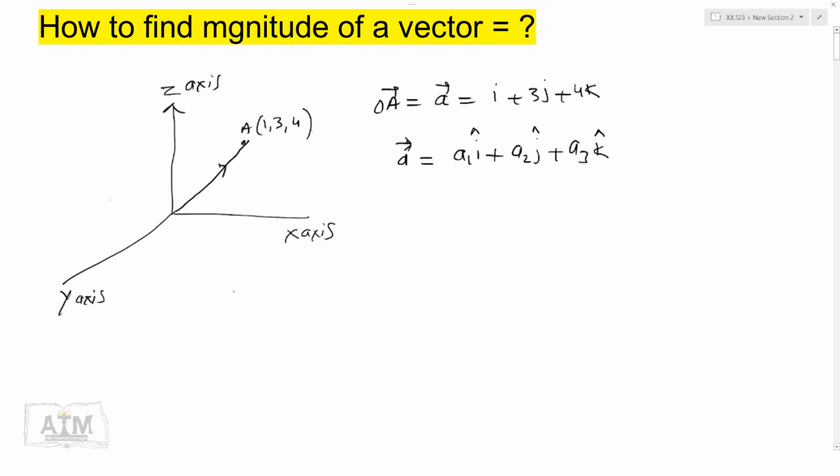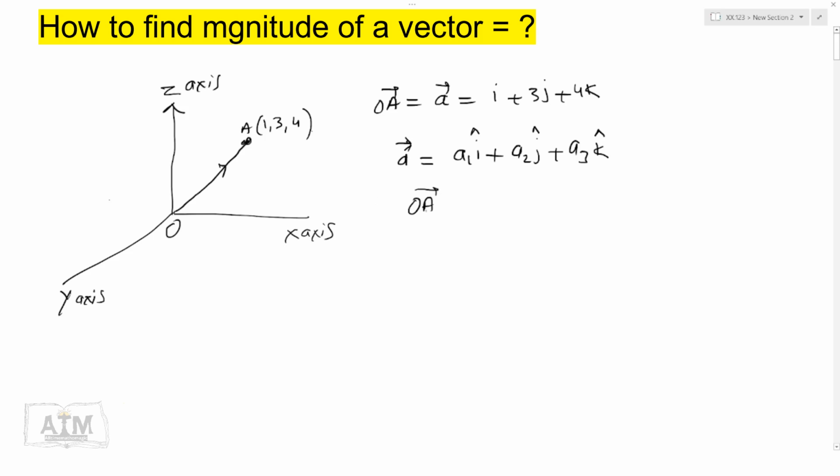Sometimes it is also called umbrella: i umbrella, j umbrella and k umbrella. But I call it cap here: i cap, j cap and k cap. In India we majorly call it cap, while in some other countries it is called umbrella. So vector A equals A1 i, A2 j and A3 k, and we want to find the length of vector OA.